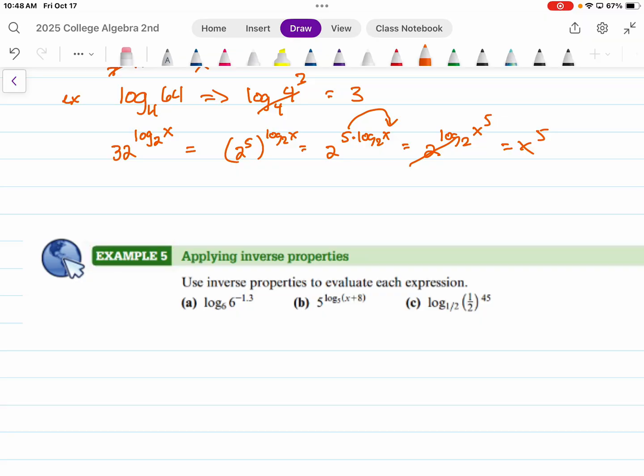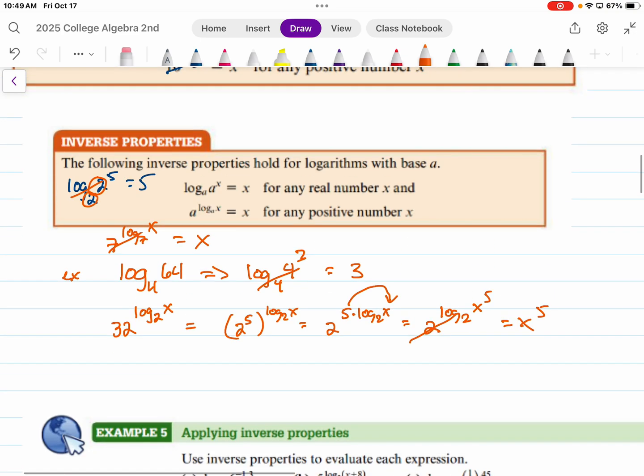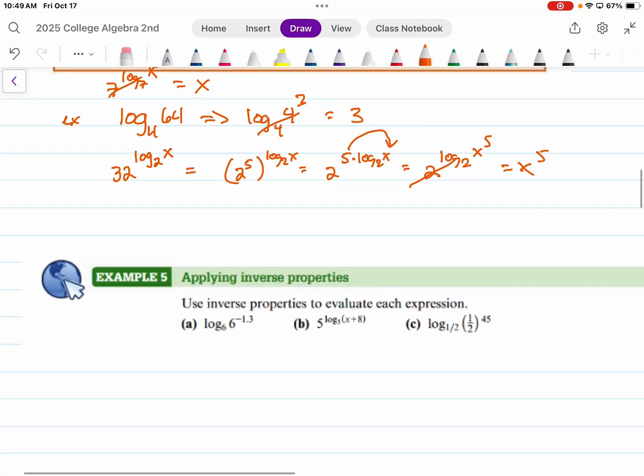So they asked us to use inverse properties to evaluate each of the following. And so with that in mind, they want us to use these properties up here, the inverse properties. For A, they say we have log base 6 of 6 raised to the negative 1.3 power. Again, since the base of my logarithm matches the base of my power, those things cancel, and my answer is just negative 1.3.